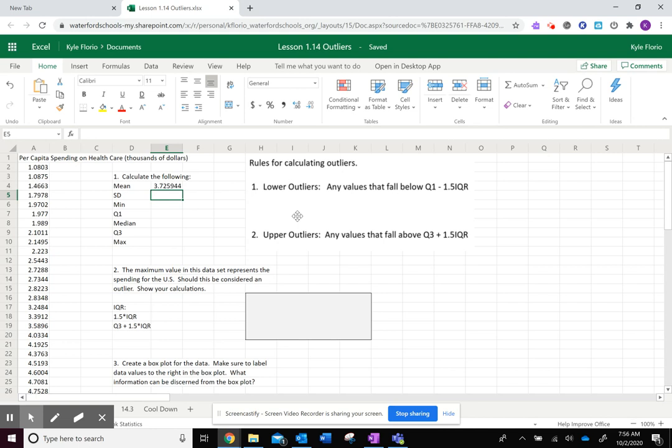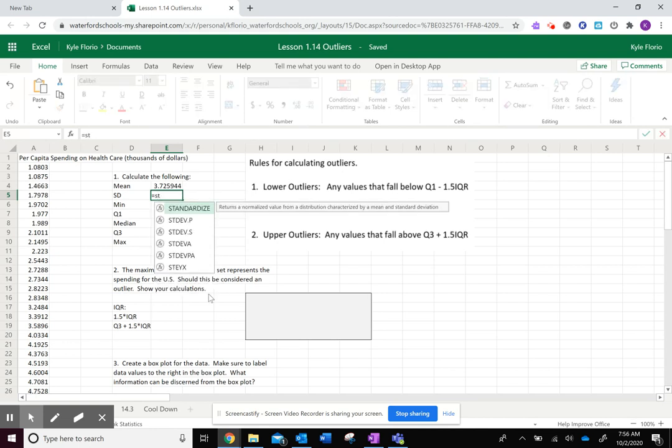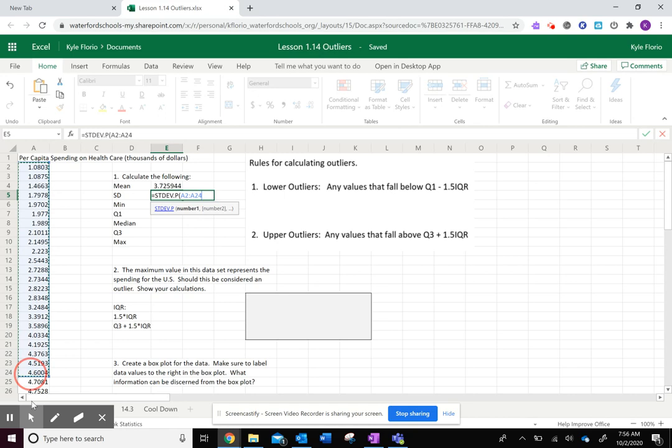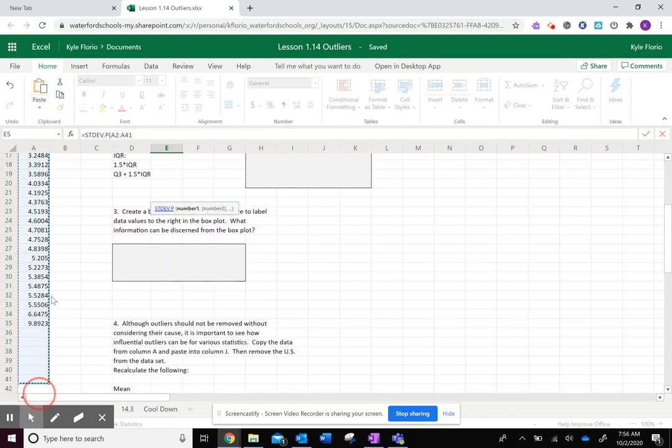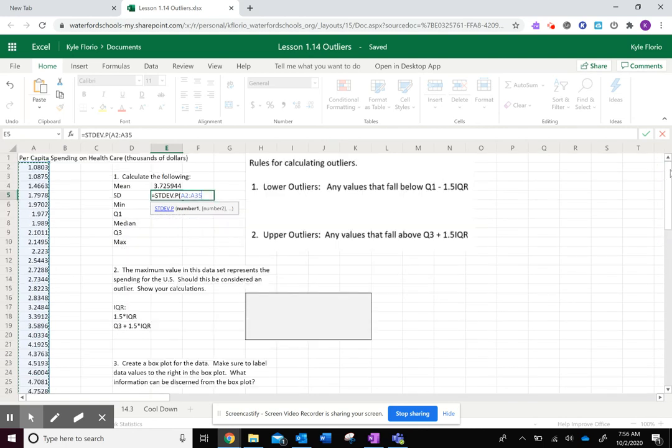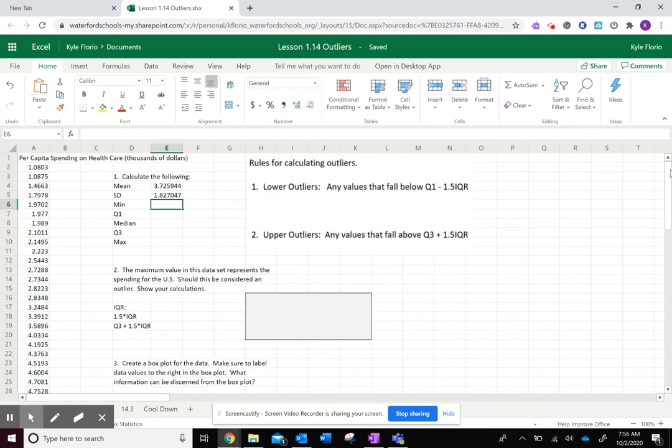So the average value is about $725,000 per capita. The standard deviation, STDEV, we're going to do the one that says .P. I'm just going to double click it. Let's find the standard deviation. And remember, the computer is going to calculate the standard deviation for us. So the spread here is about 1.827. That's about how varied the data is.